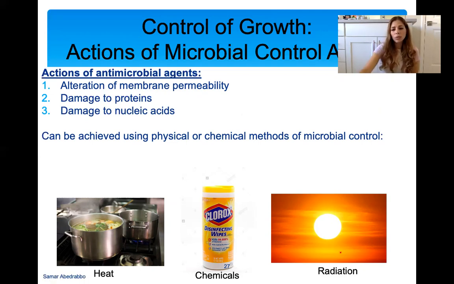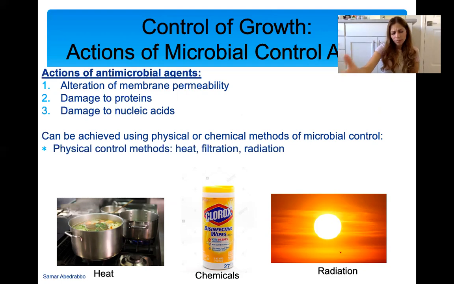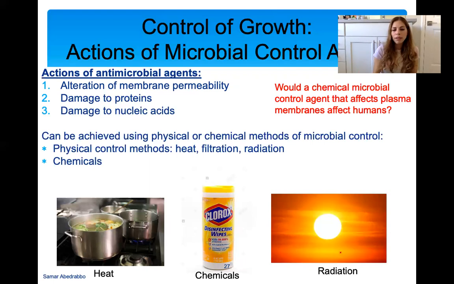And again, it depends on what you're trying to treat. So examples of physical methods that we use to control microbial growth are heat, filtration, and radiation. And I'll talk about all of these. Examples of chemical methods are like Clorox, alcohol, bleach, all of these things.